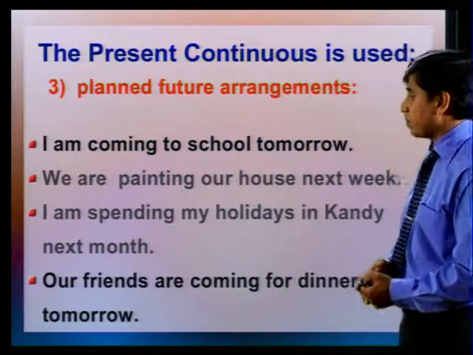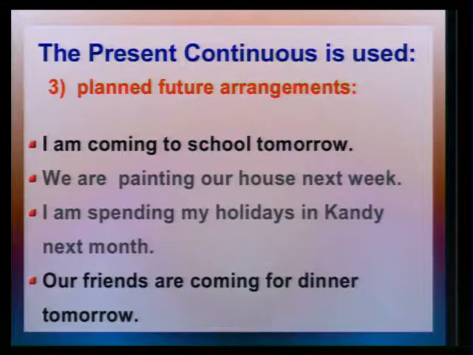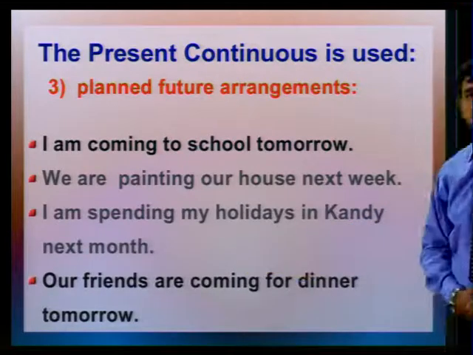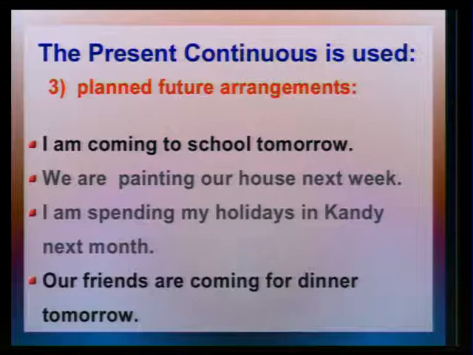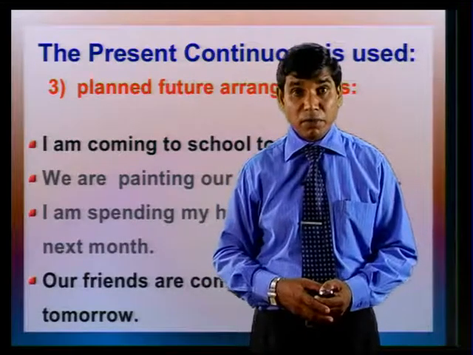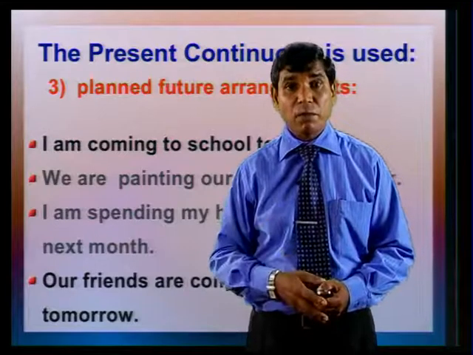Another example. Our friends are coming for dinner tomorrow. Tomorrow, again, future. So you can use present continuous. Shall we read the sentences again? I am coming to school tomorrow. We are painting our house next week. I am spending my holidays in Kandy next month. Our friends are coming for dinner tomorrow. Right. So those are the three important points that you have to remember about using present continuous.